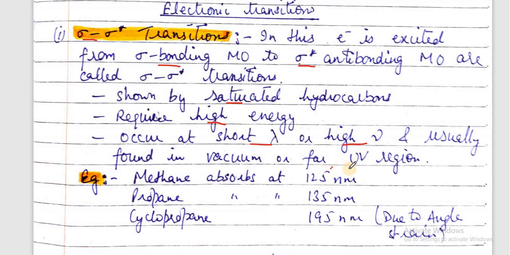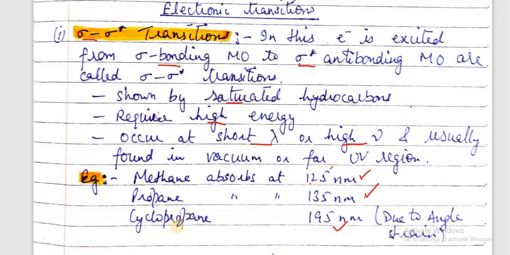That is generally from 190 nanometer to 400 nanometer, but it is the far UV region, so it is around 200. As an example, methane has sigma to sigma star transitions. Methane absorbs at 125 nanometer, propane absorbs at 135 nanometer, and cyclopropane absorbs at 195 nanometer wavelength.